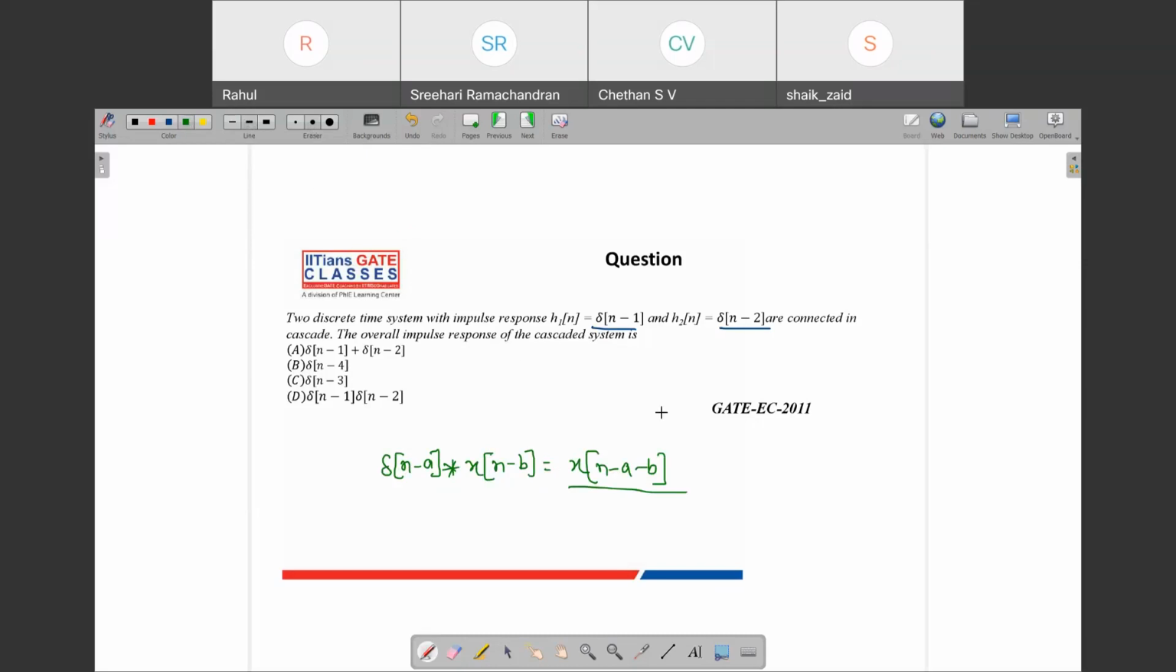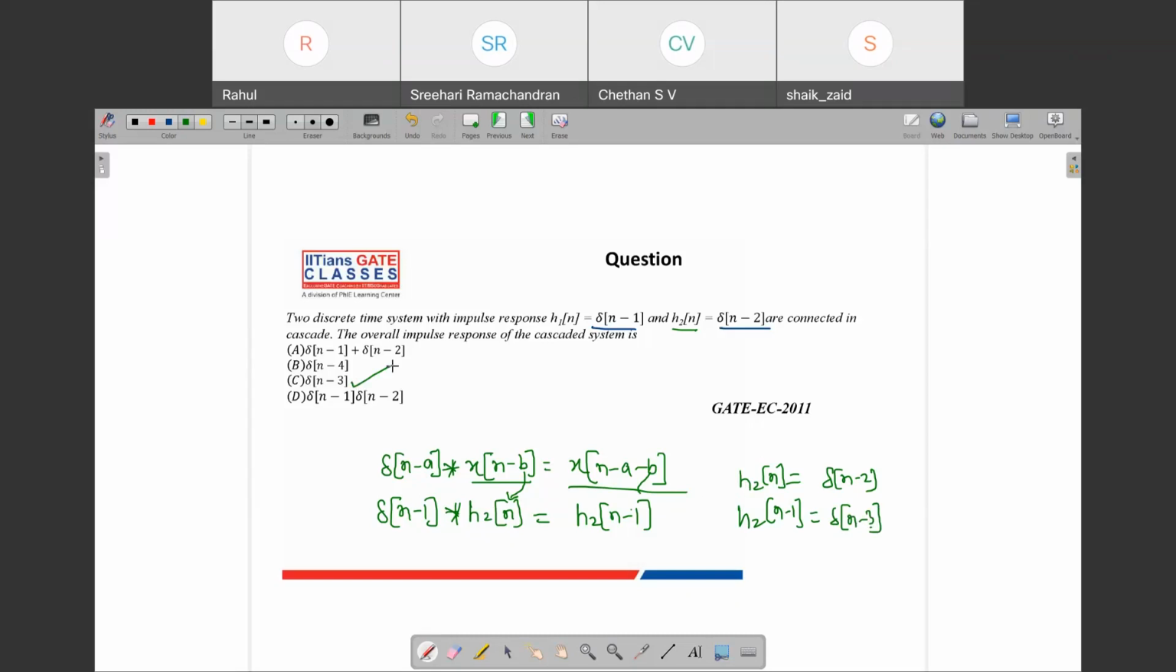So here you can write delta of n minus 1, and instead of writing delta n minus 2, let me just write h2 of n here as of now. So this will become h2 of n minus 1, by applying this property. Here b is not there, only a is there. Now h2 of n is delta n minus 2, so h2 of n minus 1 will become delta n minus 3. So this will be the correct answer.